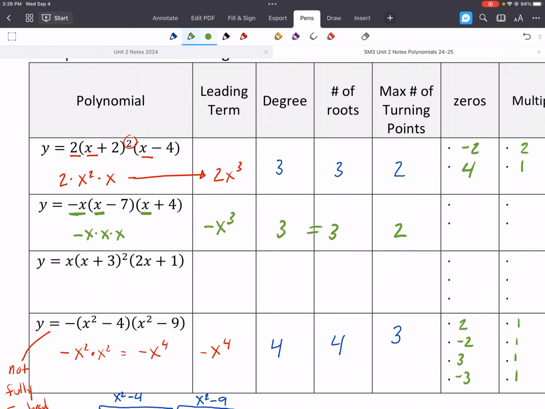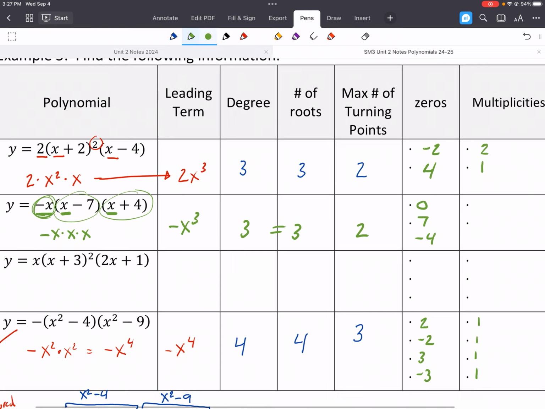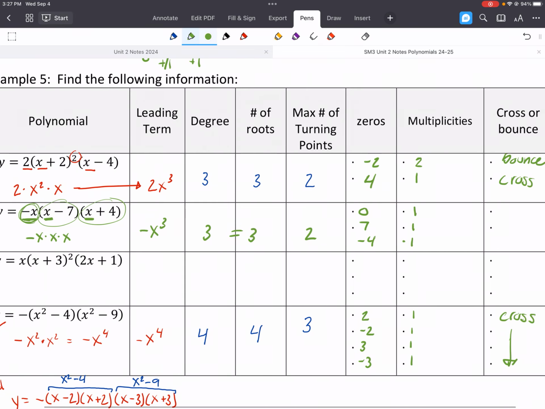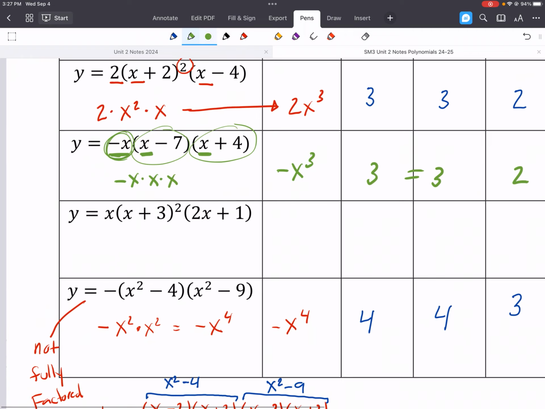Zeros, again, this one's a little tricky. People forget this one. Again, we can set all three of these equal to 0 and solve. So we should end up getting 0, 7, and negative 4. Multiplicity, again, none of these have exponents. There would be an exponent of 1, so multiplicity of 1. And then cross or bounce, all of these would cross. Okay.